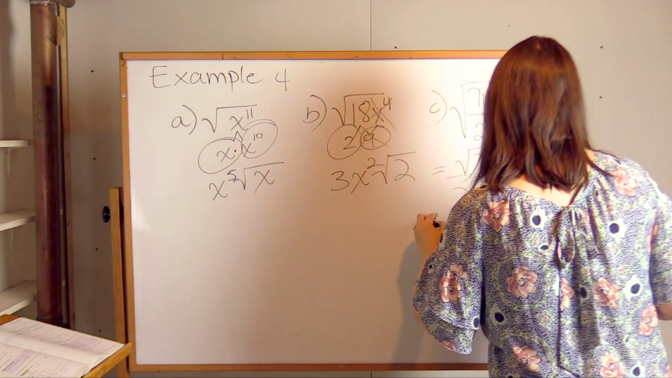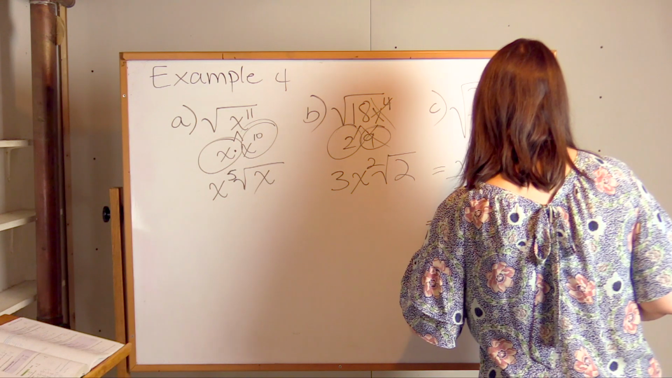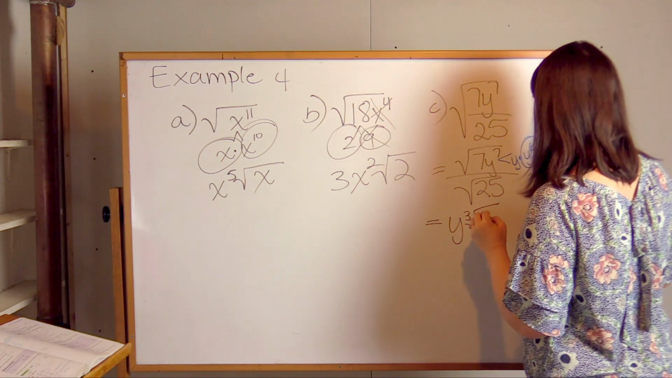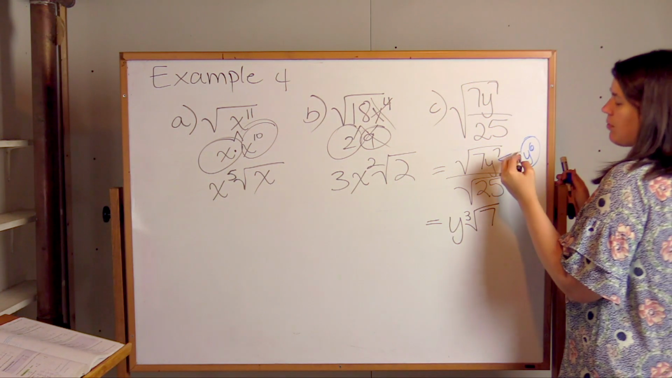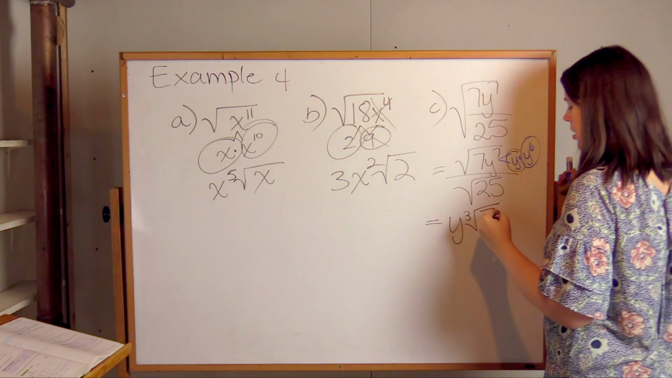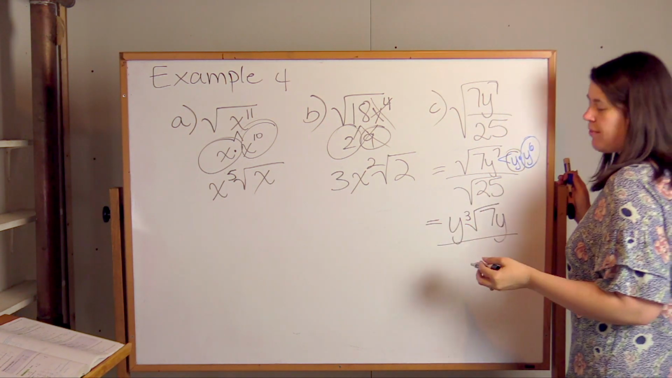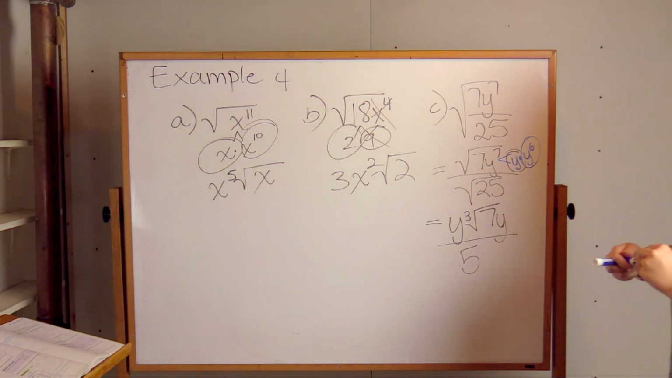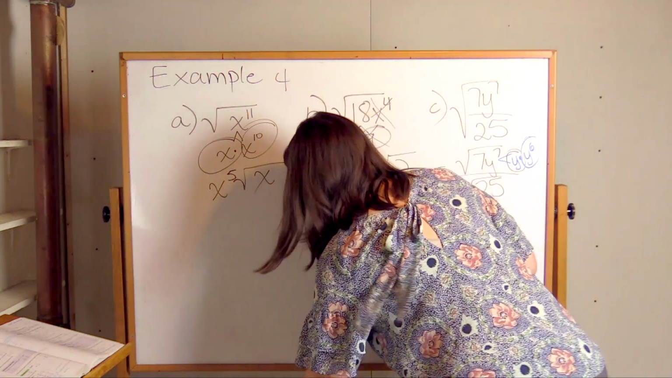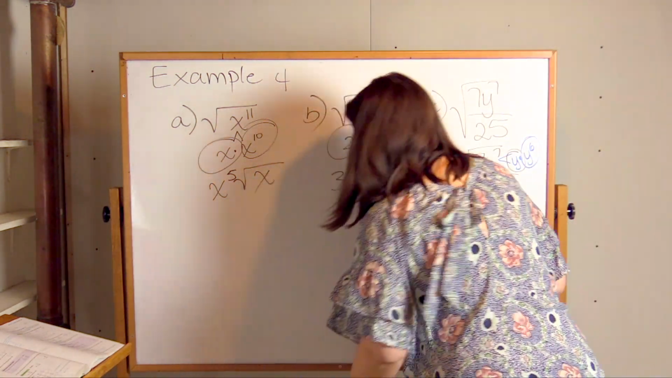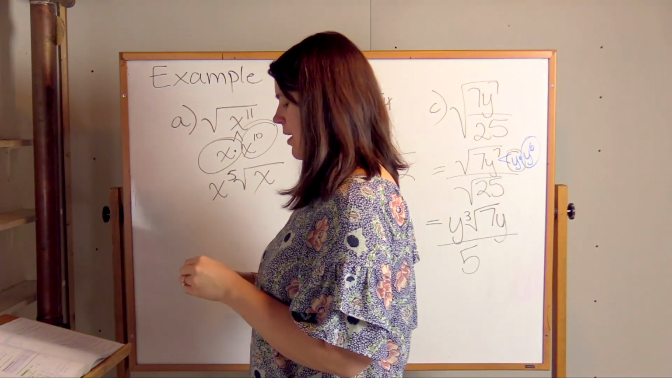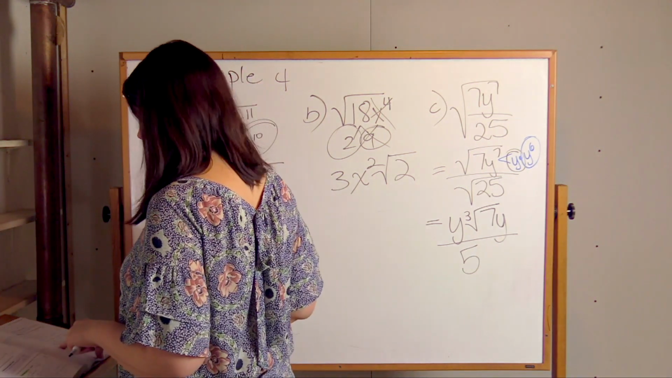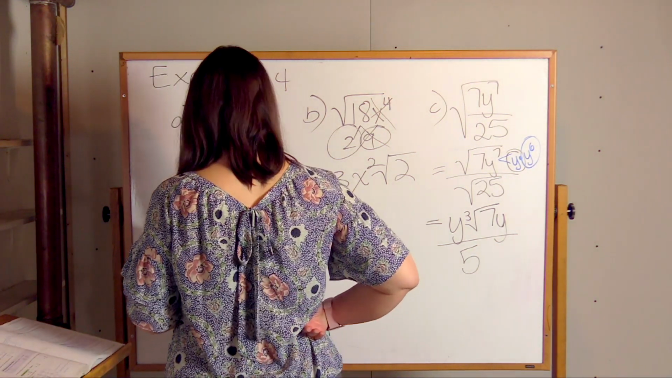So what that gives me is y to the 3rd. I already said that this 7 can't go anywhere, so 7. What do I have left of the y's? I have a y left underneath. On the bottom, the square root of 25 is 5. Okay? All right, so you go ahead and try letters B and D on your own. This is example 4, page 529.